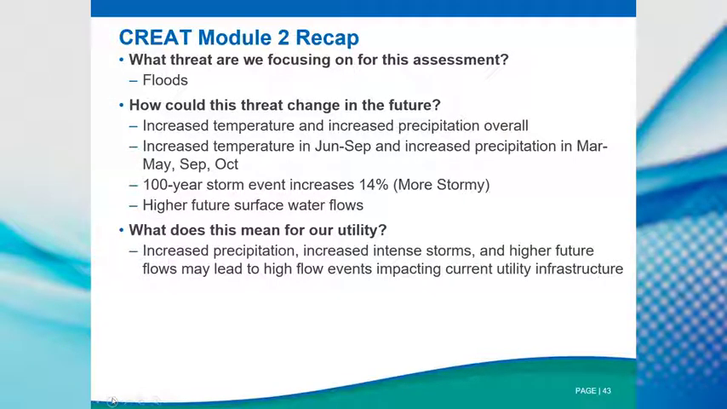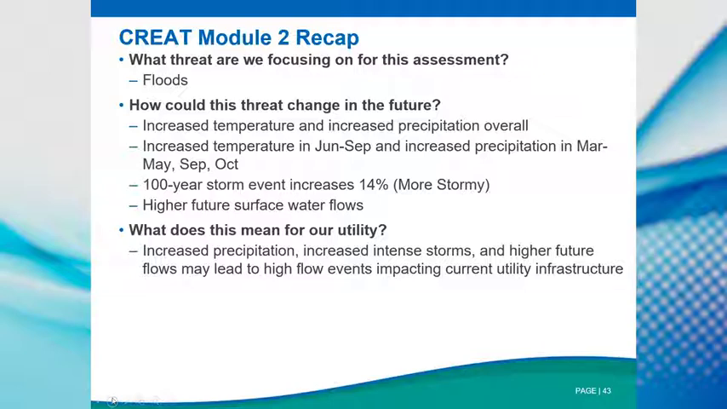So what does this mean for our utility? Increased precipitation, increase in intense storms, and higher future flows may lead to high flow events impacting our utility infrastructure. And as we saw in that threat definition, that little paragraph we wrote up with Sean's help and his team, the worry is that there's greater and longer duration of flooding. So it's not like before where it went down quick, but it could stick around for longer. It's higher in elevation that could exceed the capacity of the wastewater treatment plant, which results in sewer overflows, and it could threaten the low-lying areas of the plant, meaning if the water gets into the plant, that could lead to a failure of the plant equipment and knock them offline.